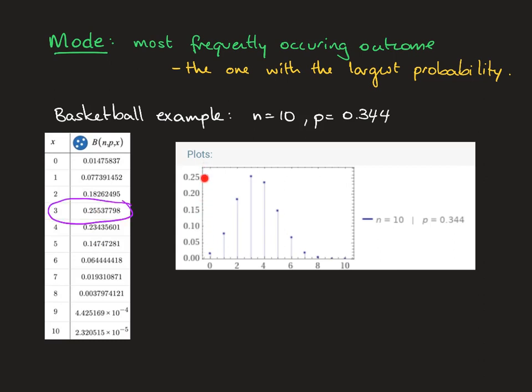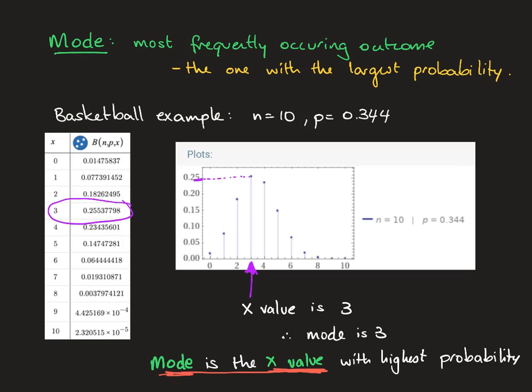On the graph, remember the vertical axis shows you the probability, and so you're looking for the highest value along this axis, which is this one here, but the actual answer for the mode is this particular x value. Okay, so your mode is an x value, and the x value for that is 3, and therefore the mode is 3. The mode is not the probability itself, the mode is the x value with the highest probability.